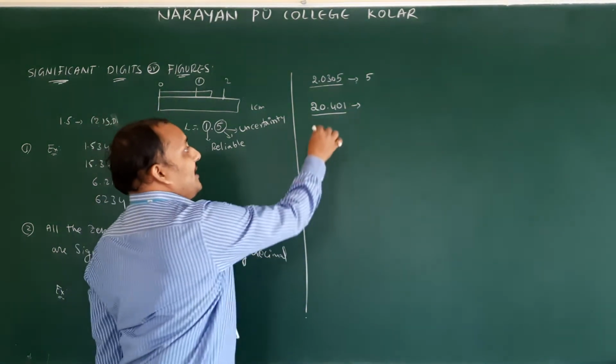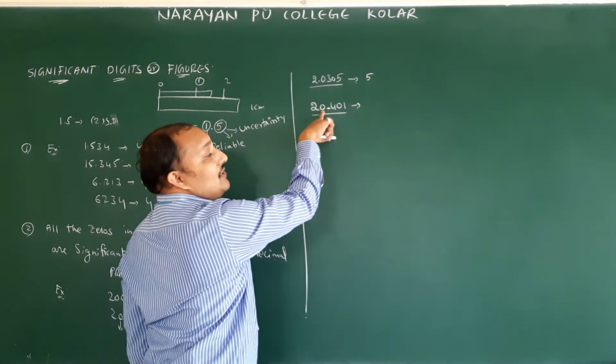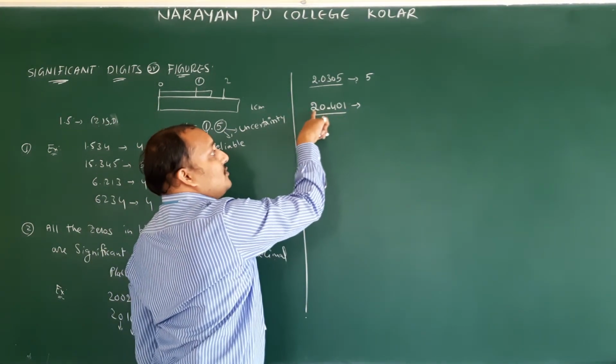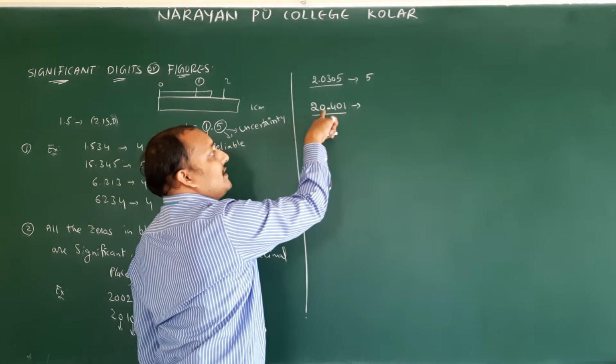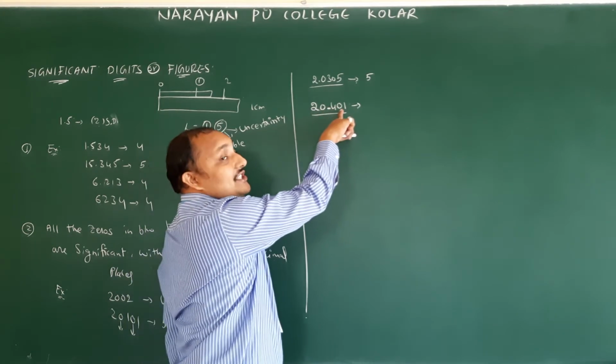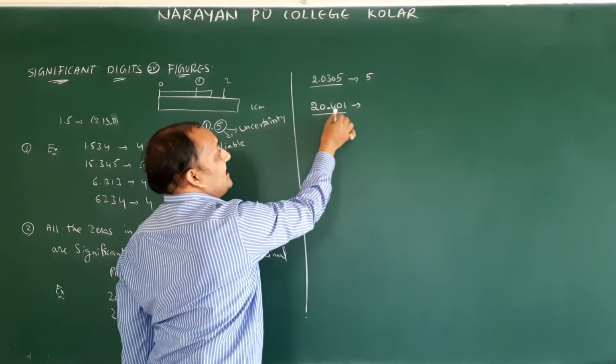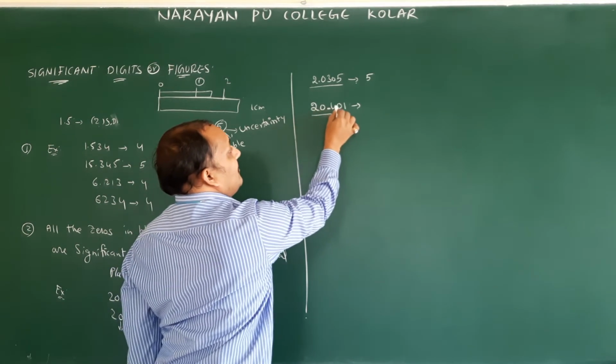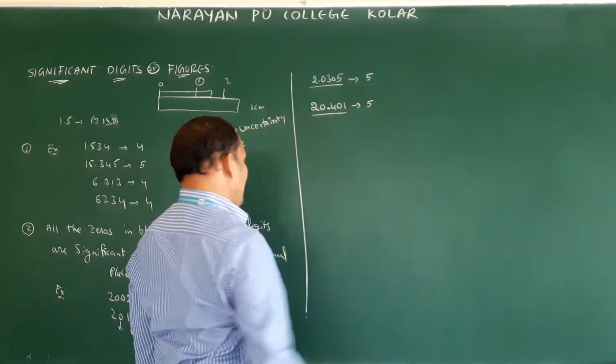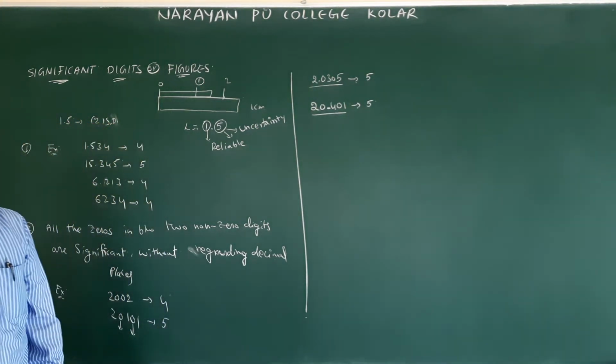In this, 20.401: this 0 is there in between 2 and 4, two non-zero digits. Therefore, this 0 is also significant, this 0 is also significant. Therefore, in this how many significant digits are there? 1, 2, 3, 4, 5. Therefore, 5 significant digits.